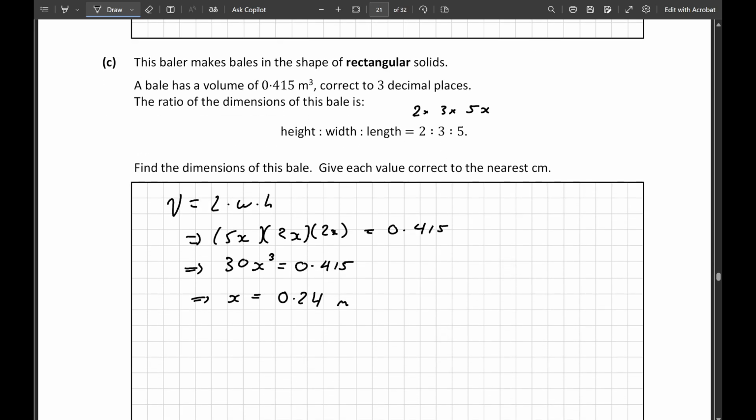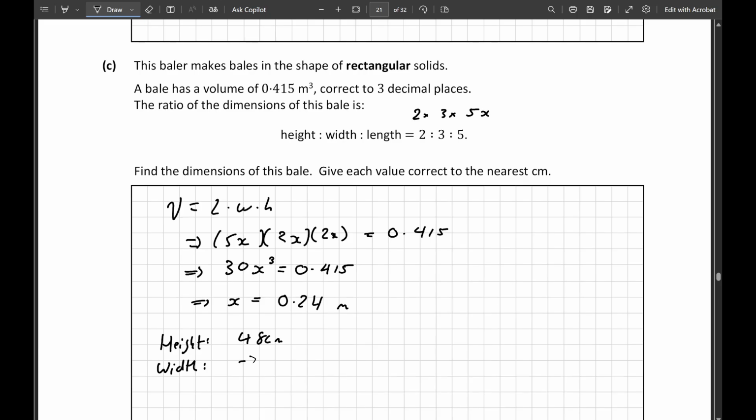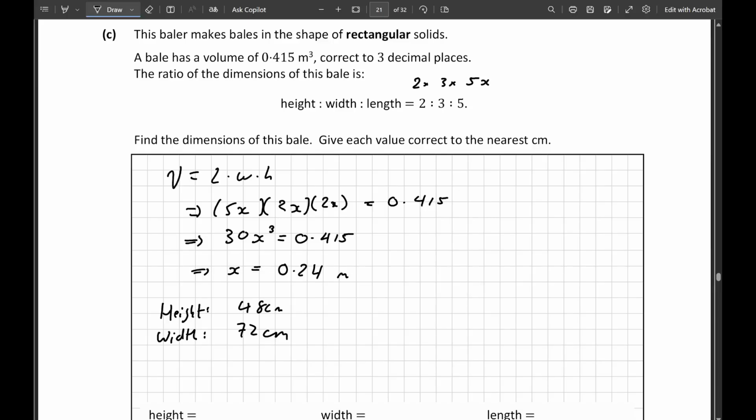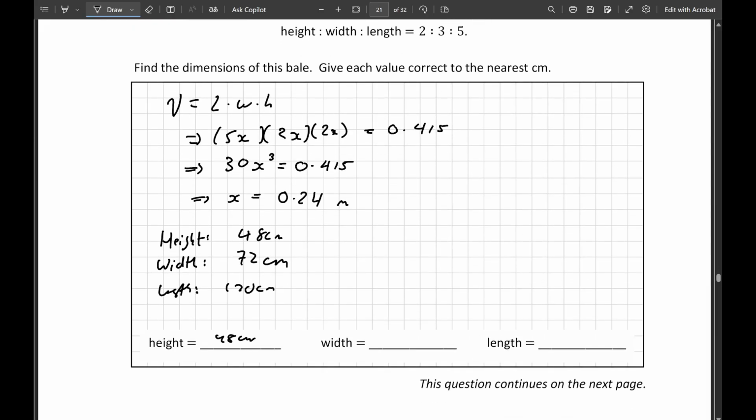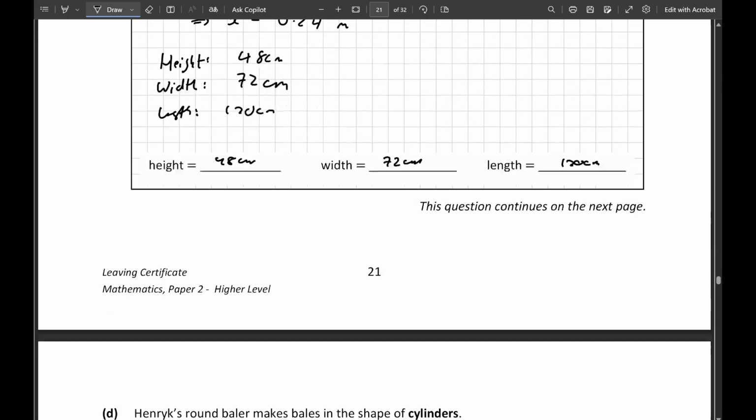Now that is technically in units of meters. So the height, I'll work back in order, will be 2 lots of that. So 0.48 meters is 48 centimeters. The width is 3 lots of it, so that's 72 centimeters. And then the next one is times 5, so 120. Wow, okay. The height is 48, width is 72, and length is 120 centimeters. Perfect.